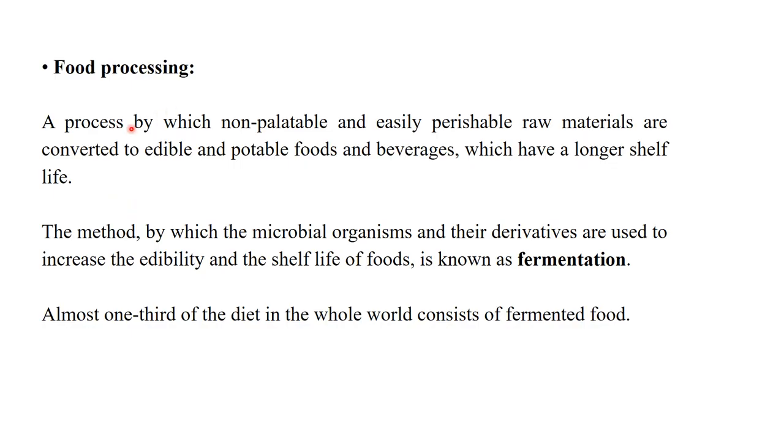Food processing. What is the food processing? Food processing is a technique by which we make non-palatable and easily perishable raw material into edible and potable foods and beverages. Wo material jo non-palatable tha, jo khane ke kabil nahi tha, jo easily perishable hota tha, usko humne kya banaya? Usko edible banaya aur potable banaya, and we increase the shelf life of that particular type of food. The most common example we can quote here is the flavr savr tomato, jo humne uski packaging ko bhi strong kiya, uske color ko bhi red kiya, so uska shelf life bhi increase hua by using genetic engineering techniques.